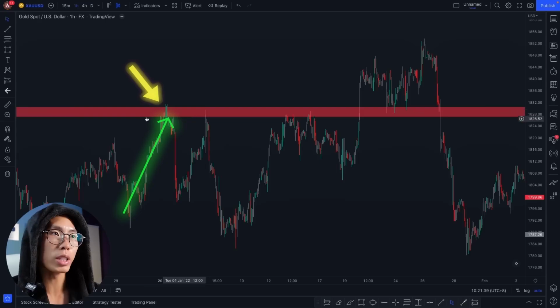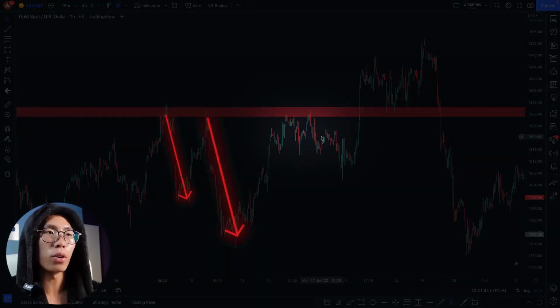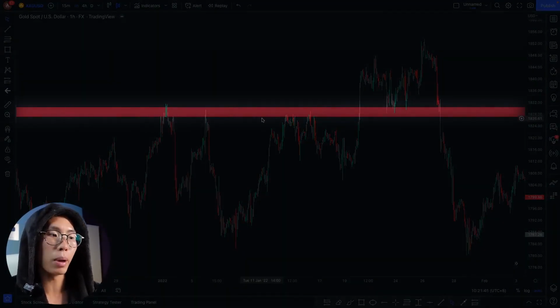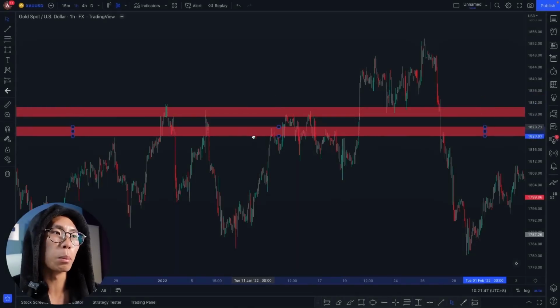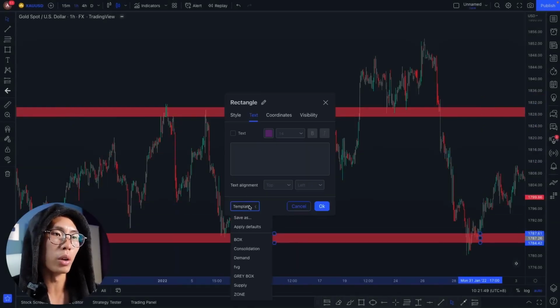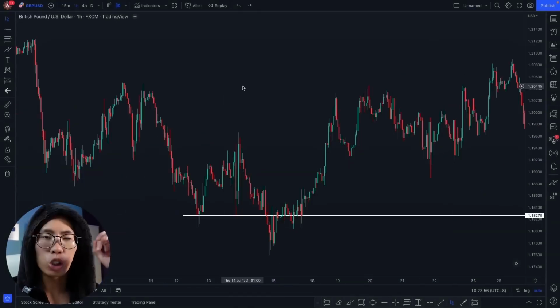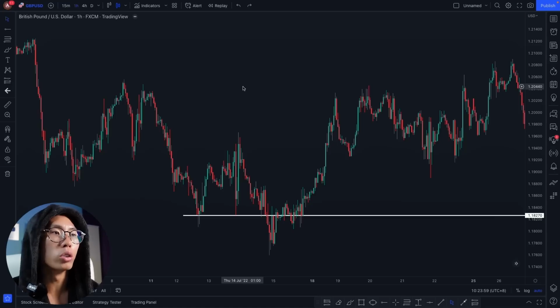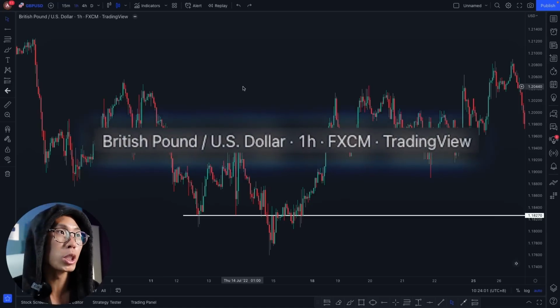Right here, whenever price goes up here, it always collapses 1 time, 2 times, 3 times, 4 times. So this is a very strong supply zone, and I can draw another demand zone at this key support area right here. So now I'm going to show you this strategy on GBP USD, the Great British Pound against the US dollar.